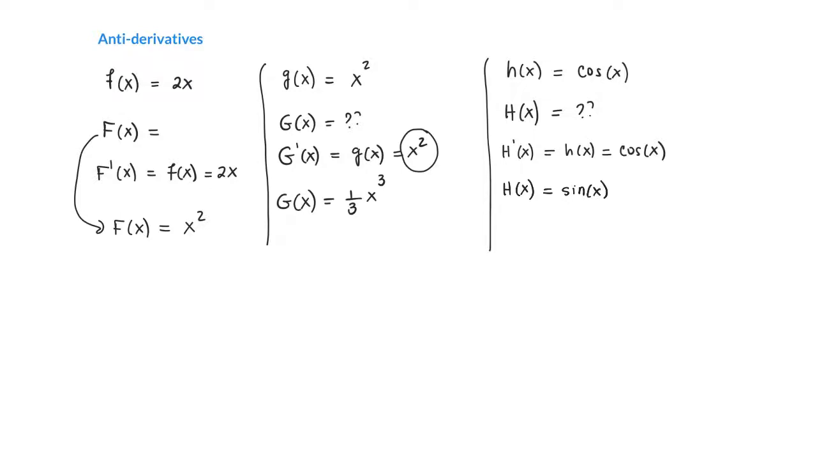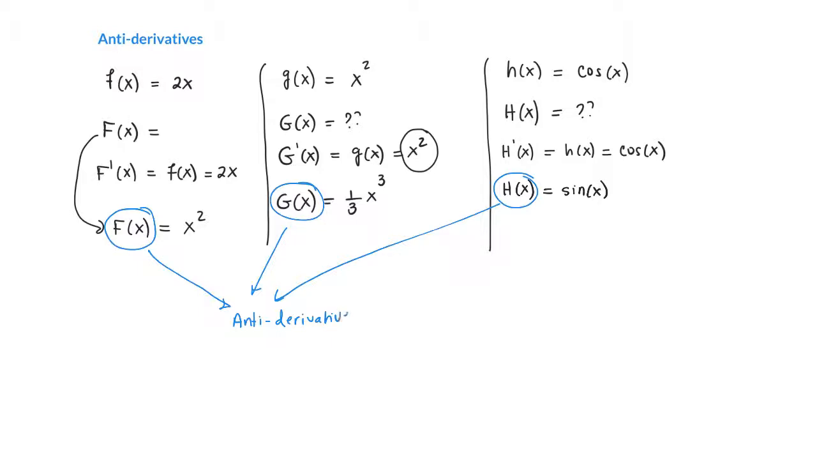So then, we will say that big F of x, big G of x, and big H of x, all of those three functions are called antiderivatives. Okay? In other words, the antiderivative of little f of x is big F of x. The antiderivative of little g is big G. And the antiderivative of little h is big H.